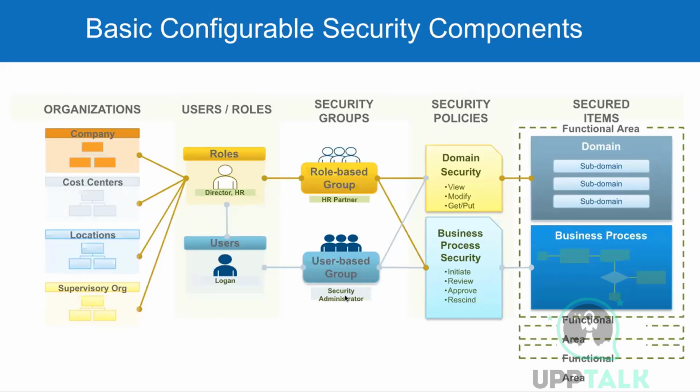Okay. So these are the different components that come under your security. Starting from the rightmost item, we'll go from right to left, and then we'll go from left to right. The rightmost item is called secured items. Right now, functional area. Make notes of each of these. Functional area. These are the different parts into which Workday is divided.